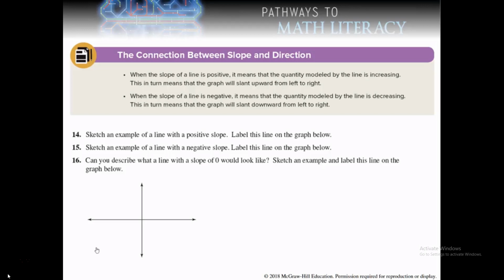And then in 15, sketch an example of a line with a negative slope. Well, that means as you move to the right, it should be dropping. And then in 16, can you describe what a line with a slope of 0 would look like? Well, if positive goes up and negative goes down, then 0 would just be flat.